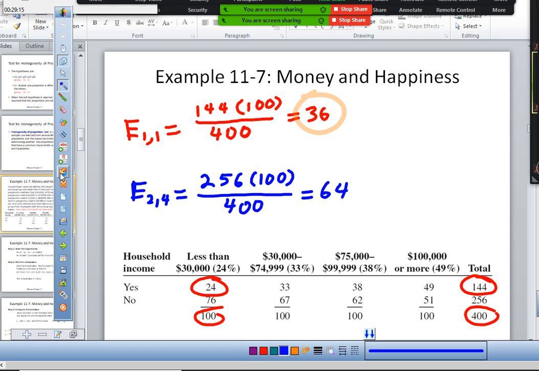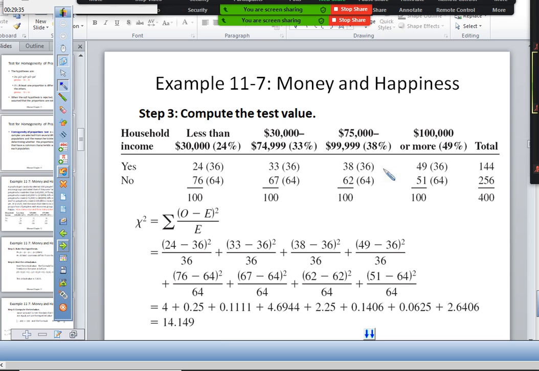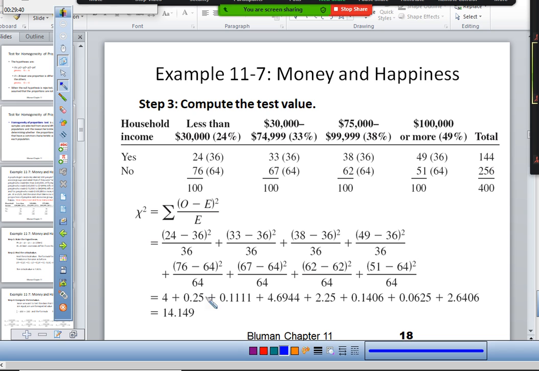All right. And then you just have to find them. Just prove to me you know how to find them. You don't have to do all 8, just the first one and the last one, just to prove to me I know how to do this. I know where these expected values come from. That's all. So here they all are. And then you do not have to do this whole big long thing to end up with your chi-squared. Instead of writing out all these formulas, since there's a lot of them, you can just use your calculator.